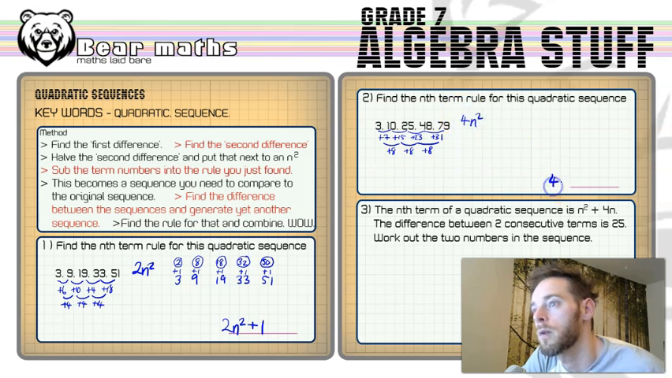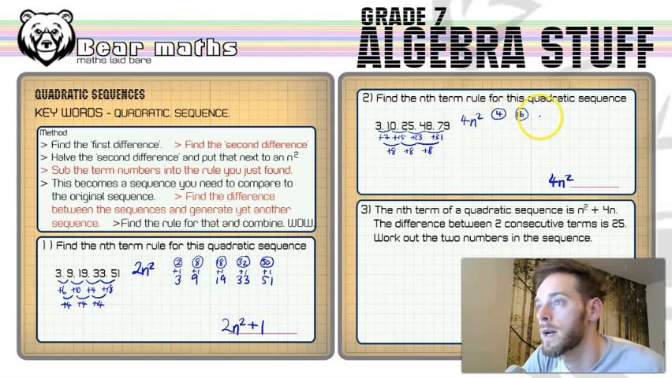Remember, that becomes the first part of our answer for our rule. Find the 4n squared sequence. So 1 squared is 1 times 4 is 4. 2 squared is 4 times by 4 is 16. 3 squared is 9 times by 4 is 36. 4 squared, 16 times 4 is 64. And then 5 squared, 25, and 25 times by 4 is 100. So we've got those numbers.